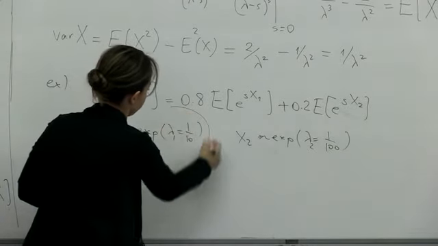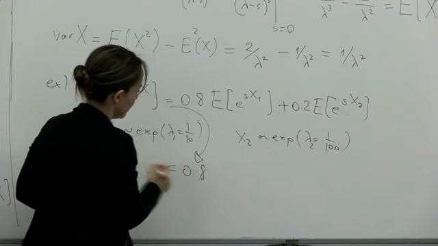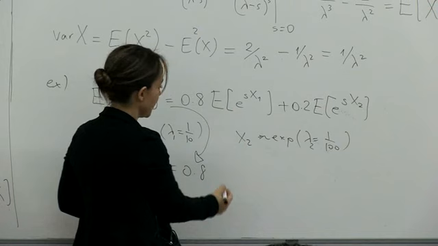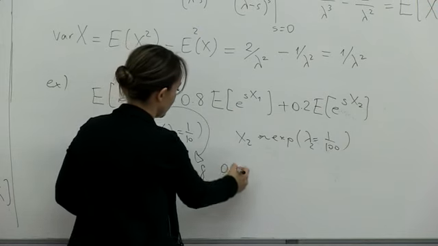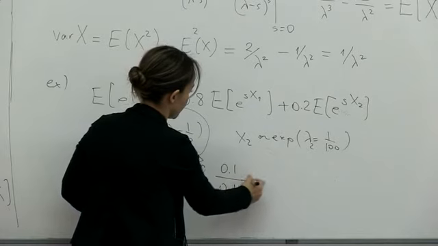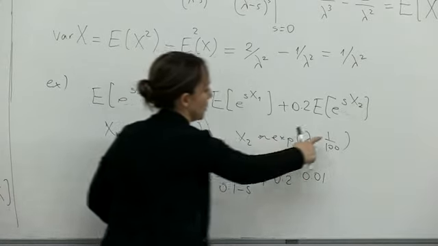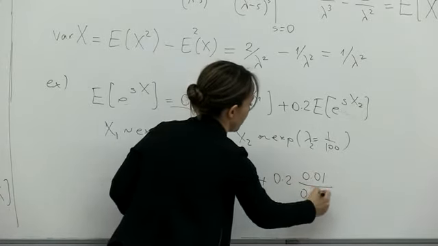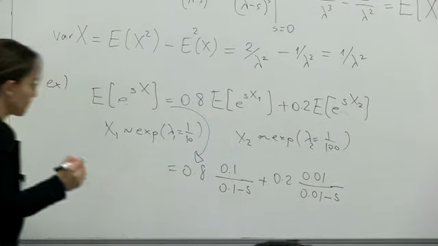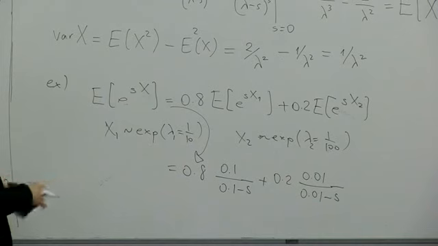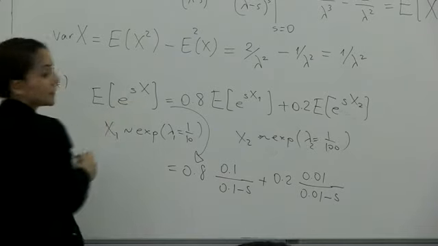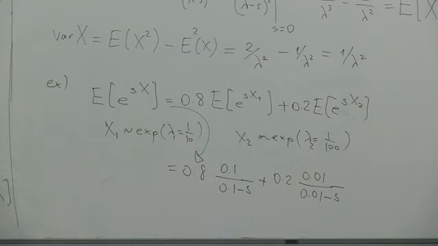I get 0.8 times lambda over lambda minus s, remember, and my lambda is 0.1. So 0.1 over 0.1 minus s, plus 0.2 times 0.01, which is 1 over 100, over 0.01 minus s. That's it. I don't need to further simplify this. This is the moment generating function of my packet length X. It's the mixture of two exponential distributions.